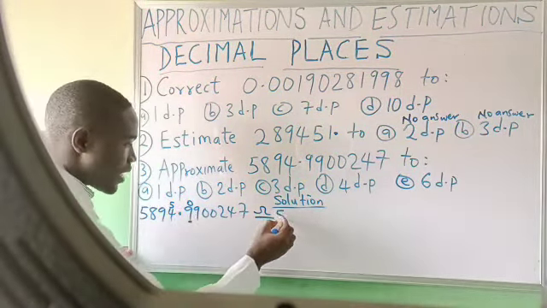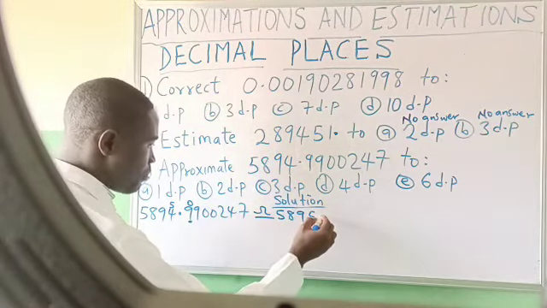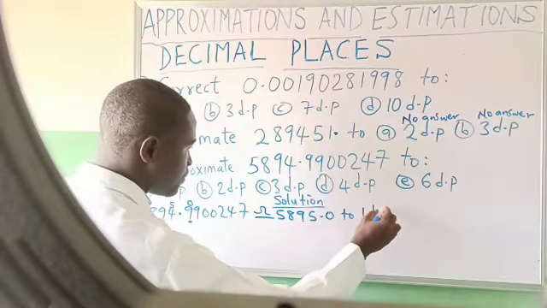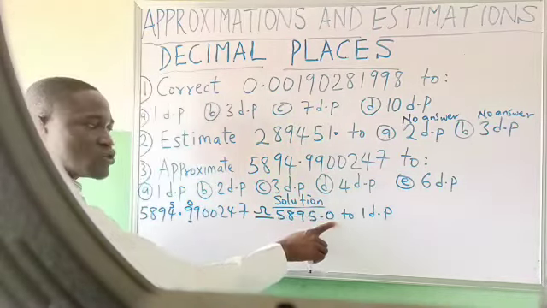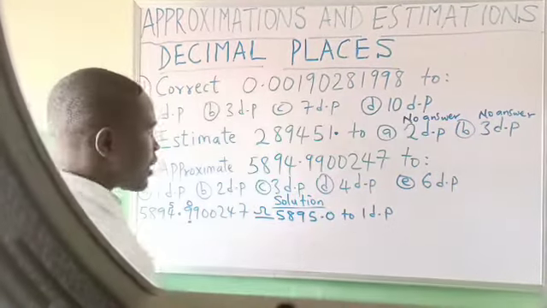That will be giving you approximately, I will write what I got, 5895.0 to 1 digit. You have seen there is only 1 digit after the decimal point. That is about 1 decimal place.